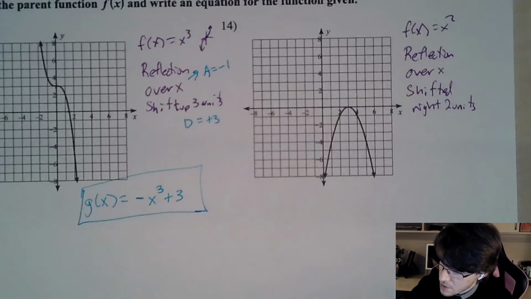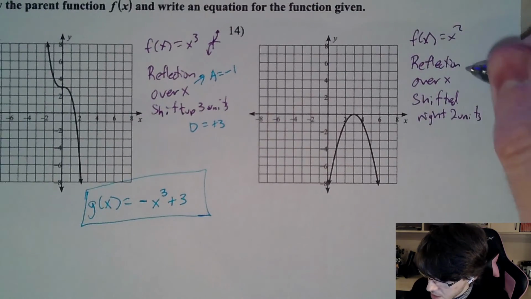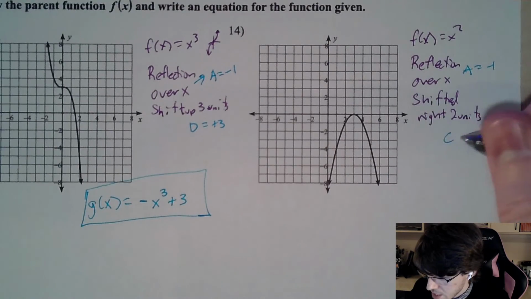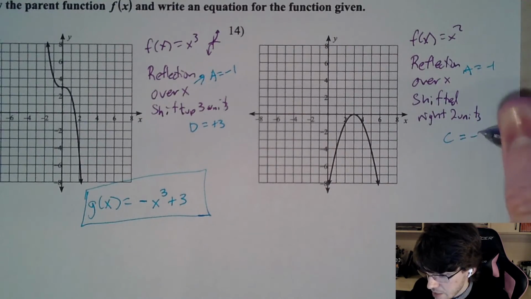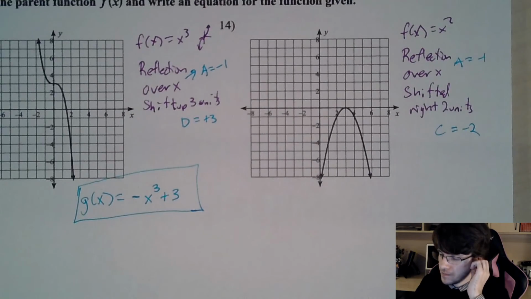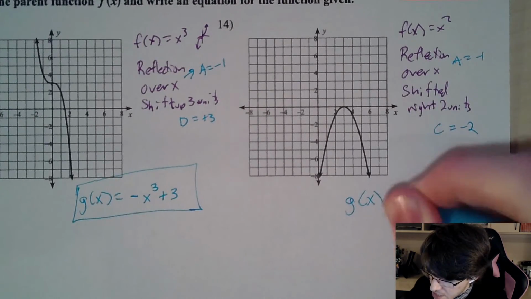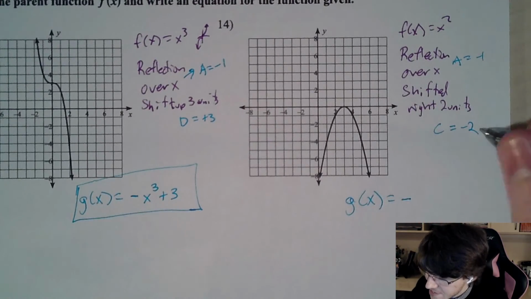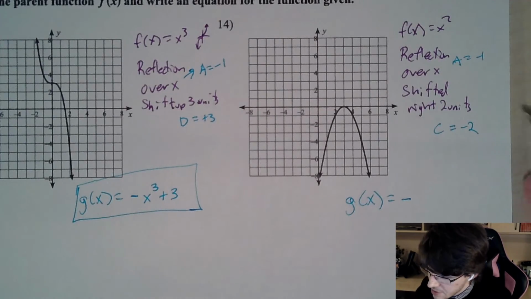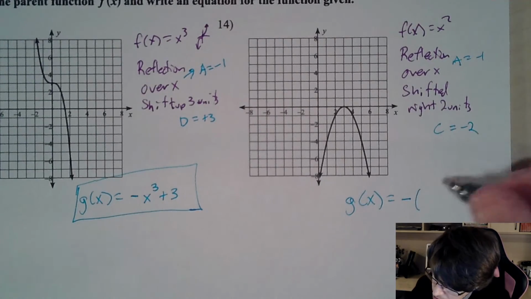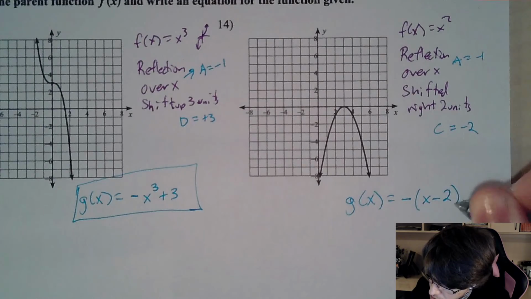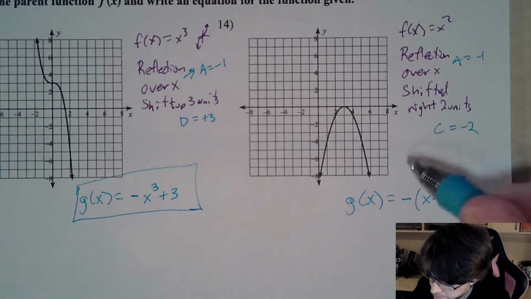What does this mean? This means that A is -1, and shifted right 2 units means that C is going to be -2. Be careful with your answers there. To write our final answer, g of x equals, that negative is out in front. When B and C are in the question, you need parentheses. So (x - 2), squared.